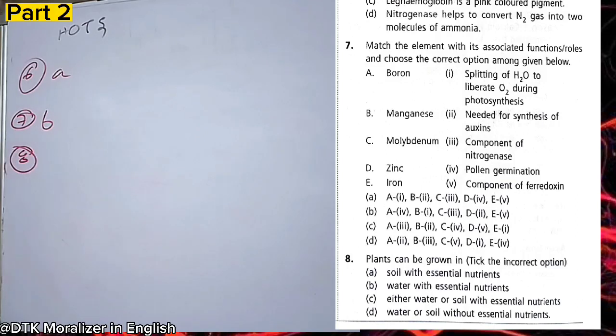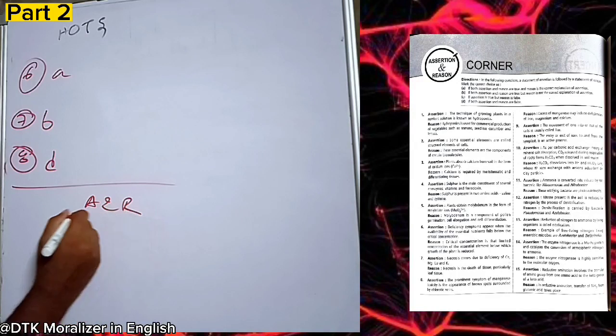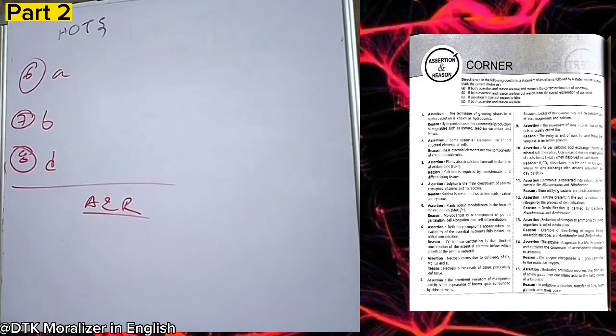Now question number 8. Plants can be grown in, tick the incorrect option. Soil with essential nutrients; water with essential nutrients; either water or soil with essential nutrients; water or soil without essential nutrients. So option D is wrong. Plants usually grow in soil with essential nutrients. Now assertion and reason questions are starting.